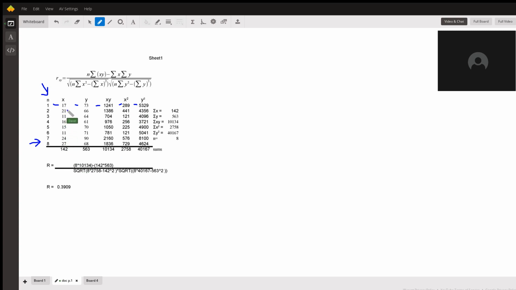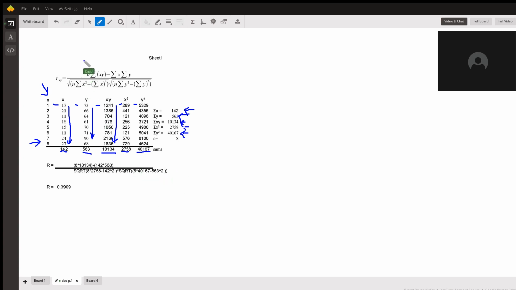Once we get all these numbers, we sum them up, which is the same thing as saying we add them up. There's our 142, the sum of all my X's, which I've also put here for convenience on the right-hand side. We sum all the Y's and we get 563. We sum up all the XY's and get 10134. We do the same for the X squared and the Y squared, which are the last two numbers. All we have to do now is start putting them into the formula.